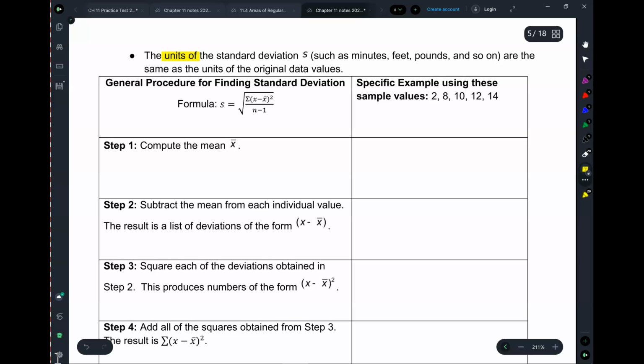All right. We're gonna find the standard deviation for these values here. Okay, so let's go ahead and do that. First, we need to find the mean. So the mean is 2 plus 8 plus 10, 12, 14, all over, how much is n? 9.2. Okay?